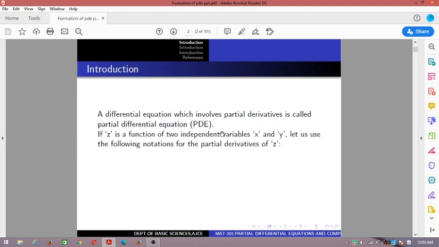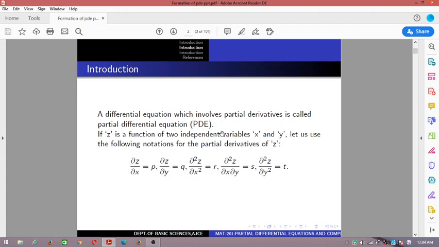A differential equation which involves partial derivatives is called a partial differential equation, or in short PDE. If z is a function of two independent variables x and y, let us use the following notations for the partial derivatives of z. Dou z by dou x is otherwise denoted by small p. Dou z by dou y, which is the partial derivative of z with respect to y, treating x as constant, is otherwise denoted by small q.